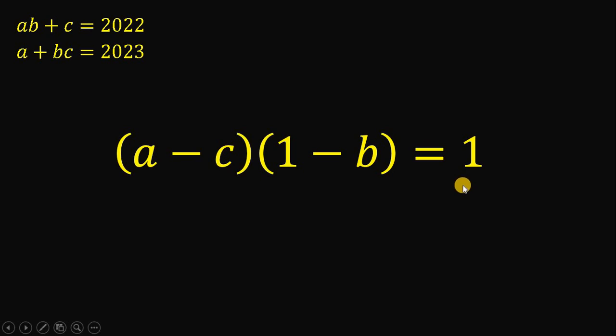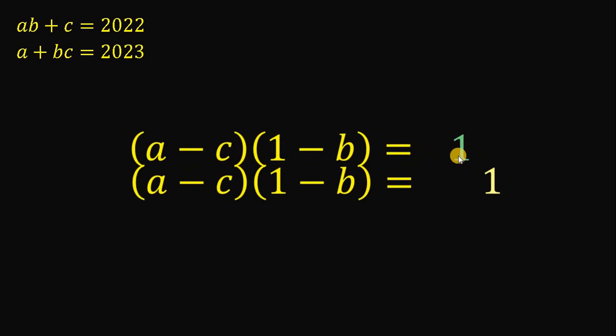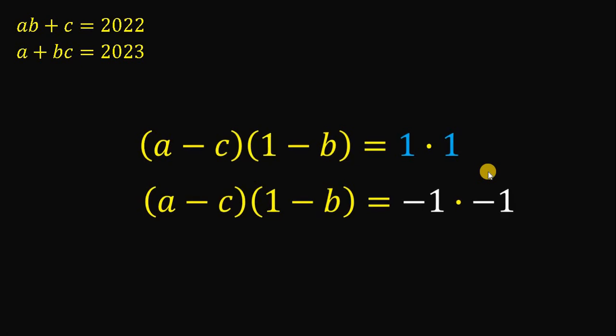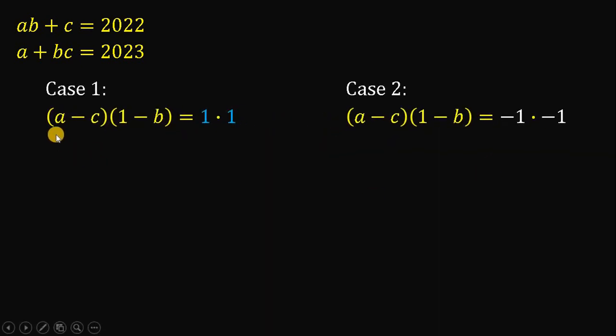In this kind of question, our goal is to equate the left-hand side or the right-hand side into 1 or something a prime number, because those values have limited factors. For example, this one, since we want to find integer solutions for A, B, and C, take note that 1 can be expressed as 1 times 1 or negative 1 times negative 1. So in this case, we have only two possible cases, wherein A minus C times 1 minus B equals 1 times 1, or A minus C times 1 minus B equals negative 1 times negative 1. Since we have only two factors, this is valid.